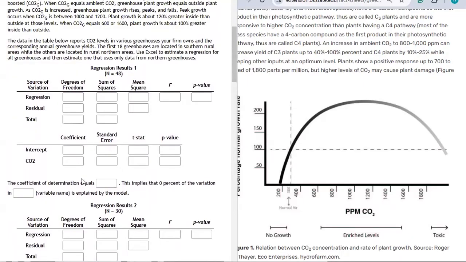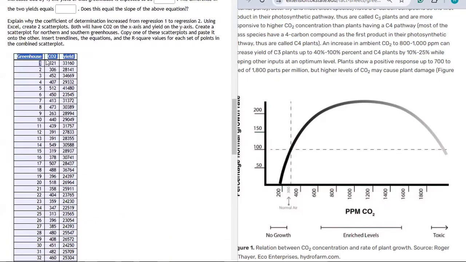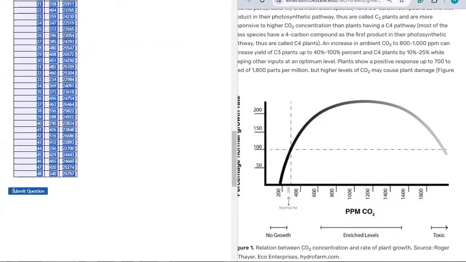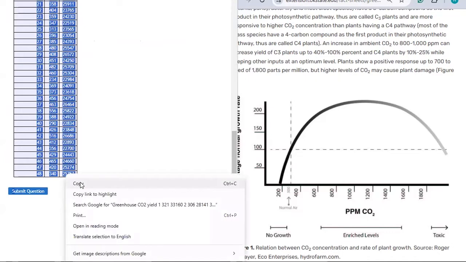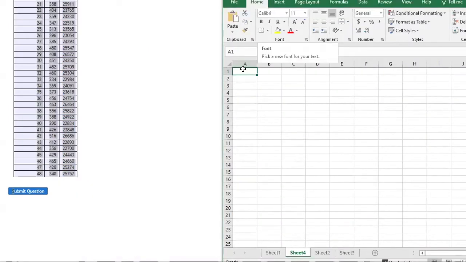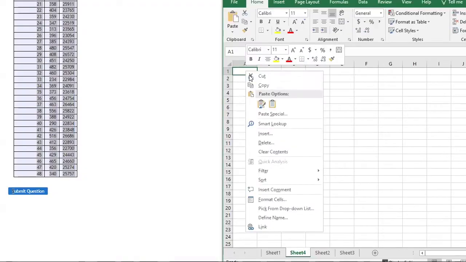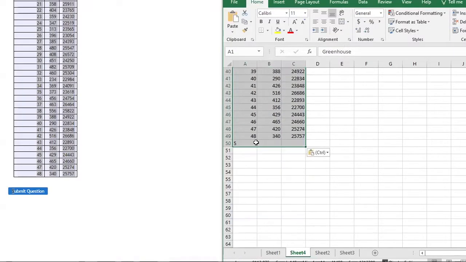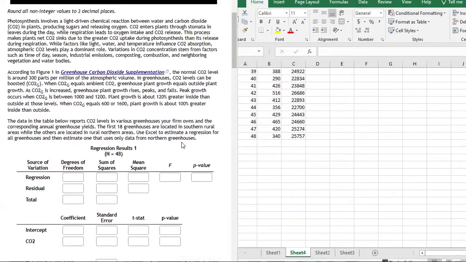So we're going to copy this data to Excel. I'm going to grab the word greenhouse all the way down to the S in submit question so that I preserve the table structure when I copy it into Excel. Once I have Excel opened, I'm going to right click on cell A1 and click match destination formatting. Then I'm going to go to the very bottom and get rid of this S. I'm going to use this data to estimate a simple regression.